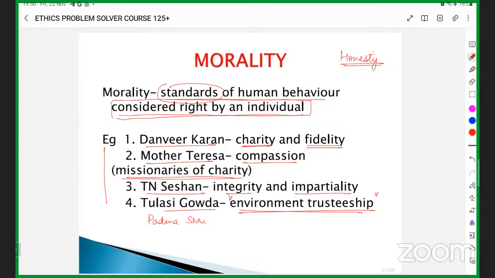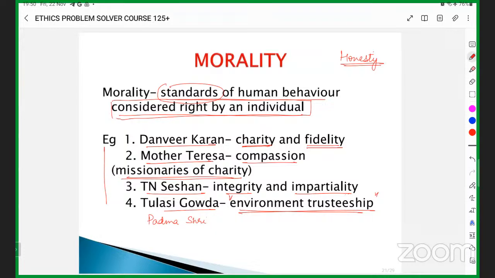So we'll continue from here itself, from the examples. Danveer Karan reflected the values of charity and fidelity. I'll repeat how he reflected the value of charity because he gave Kavach and Kundal to Lord Krishna, and how he reflected the value of fidelity by staying loyal to his friend Duryodhan till the end.